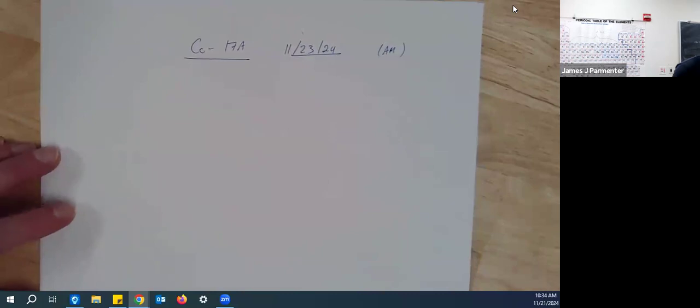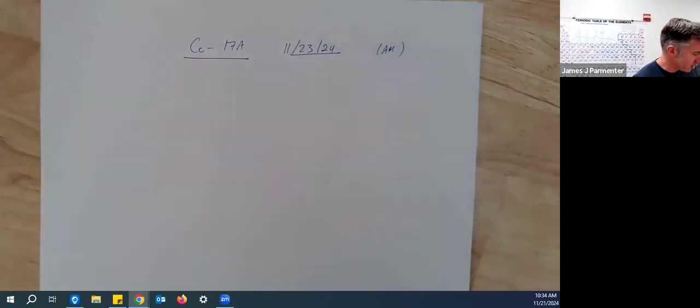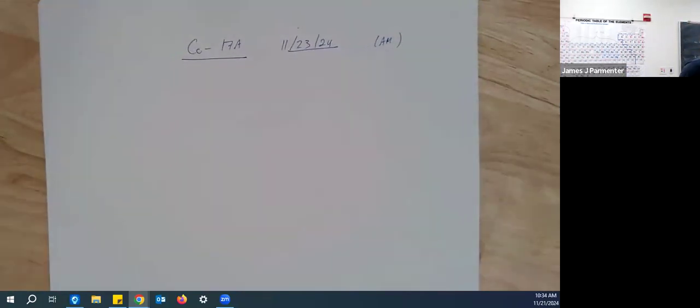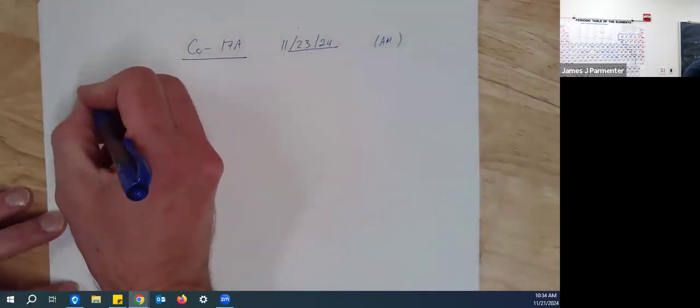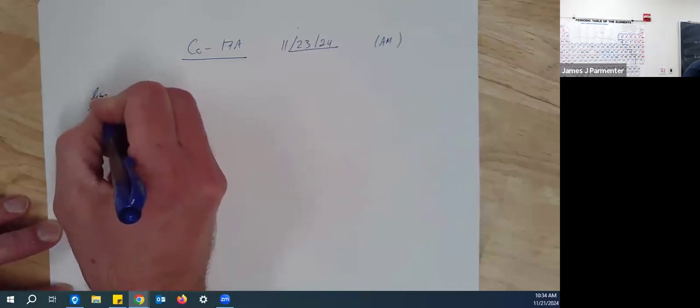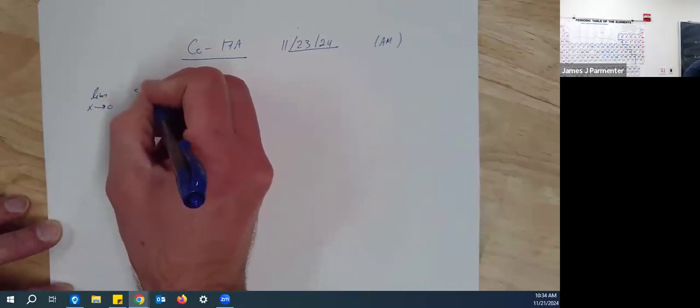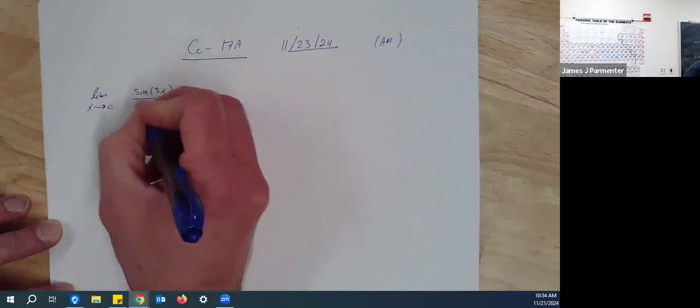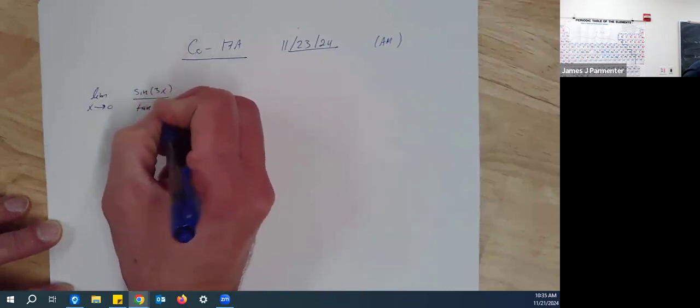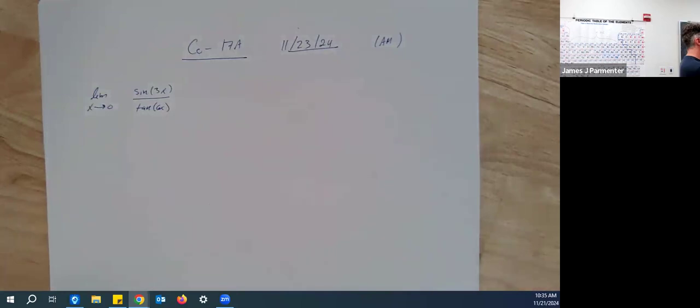So I would always remind you, everyone, to read the instructions when you're taking the exam. This first question says, use L'Hopital's rule to find the limits. The first limit is the limit as x goes to 0 of sine of 3x over tangent of 6x. Since the instruction said use L'Hopital's rule, we should just straight away use L'Hopital's rule.